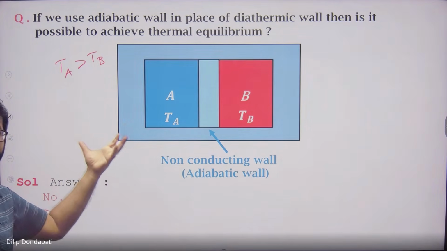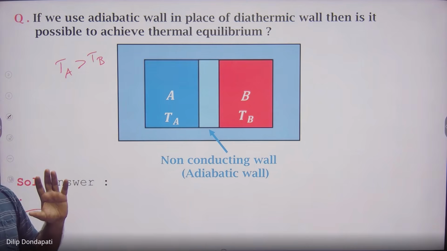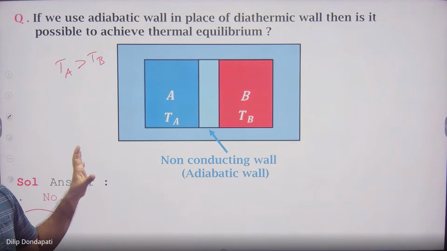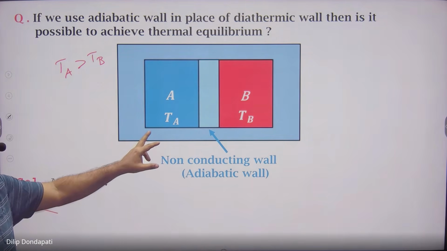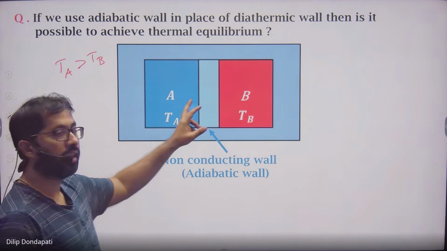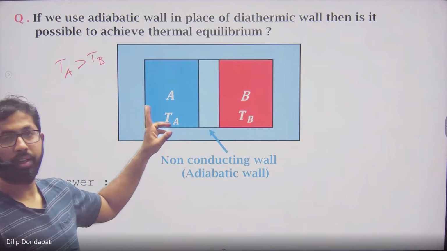Individually, thermal equilibrium can happen. An individual body can be in thermal equilibrium if the temperature and everything is constant, not changing with time. But two bodies are in thermal equilibrium only when the temperature of the two bodies is constant.